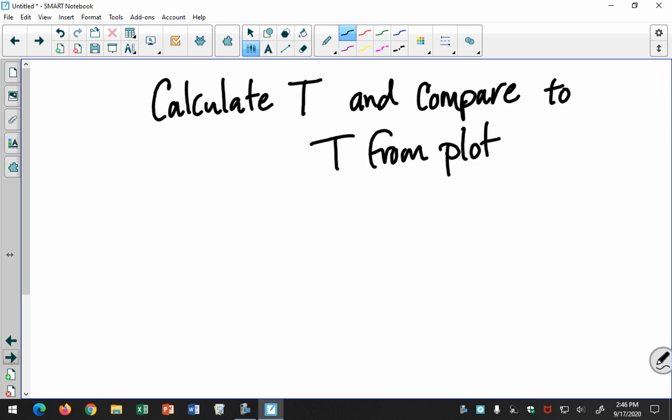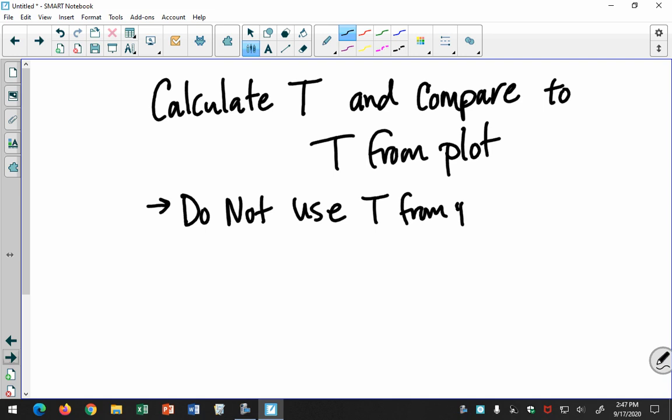This means when you get to the calculations section and you're reading through the procedure and looking at your data sheet, you cannot use T from the plot to calculate T. Do not use T from the plot to calculate T. Because guess what? If you do that, you'll get a 0% difference because you just calculated what you plotted. That is not what we're looking for. We want to calculate T and compare it using percent difference.